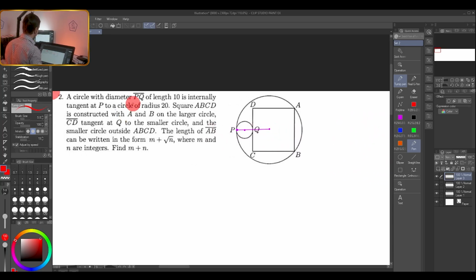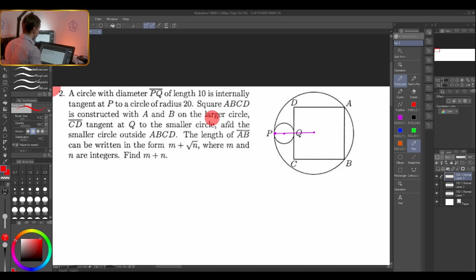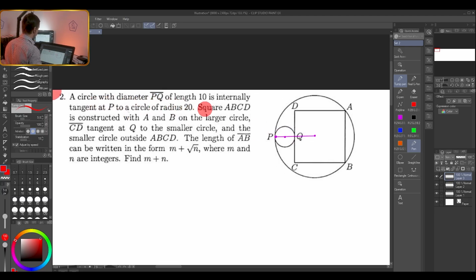So let's start with what they want. PQ is a diameter 10. So a circle with diameter PQ of length 10. Basically they tell us that this distance is 10. So let's mark it on our picture. So it is 10. It is internally tangent at P to a circle of radius 20.